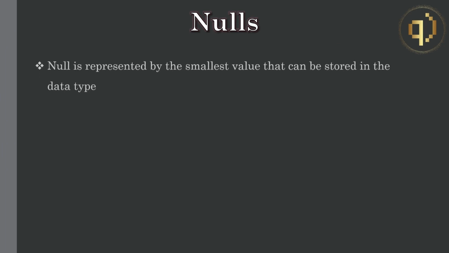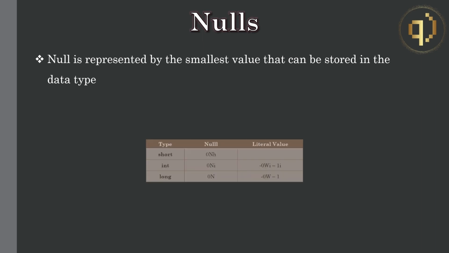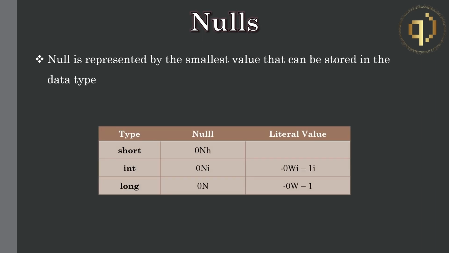Q handles the concept of null by representing it with the smallest value that can be stored in the data type. This table shows the representations and literal values of null for the three integer data types. Null for the short data type is represented by 0nh. Null for the int data type is represented by 0ni and is equal to the int value of -0wi minus 1. Remember that minus 0wi is negative infinity.